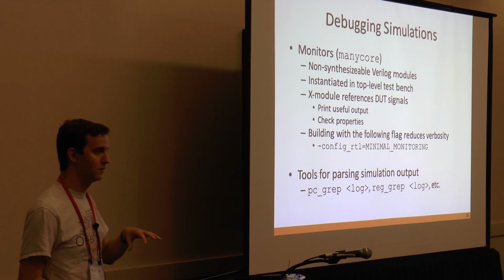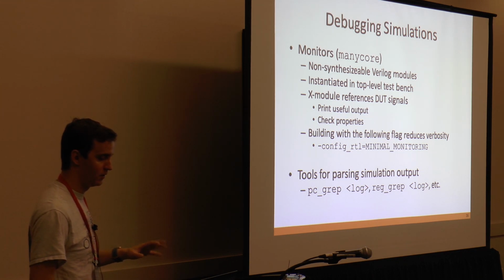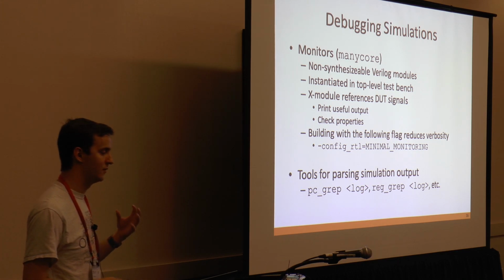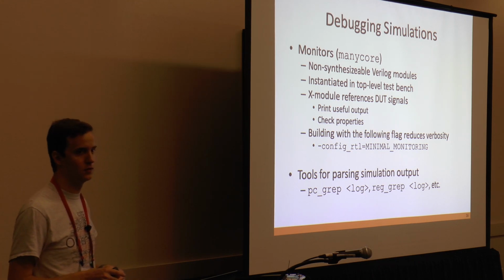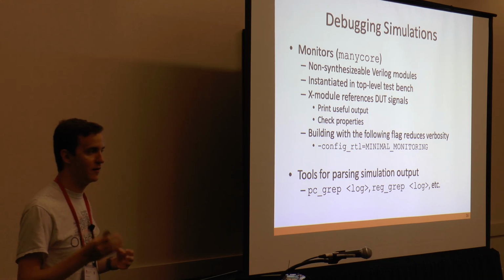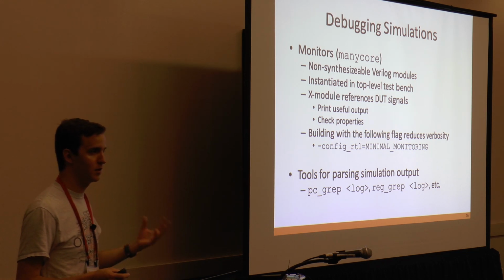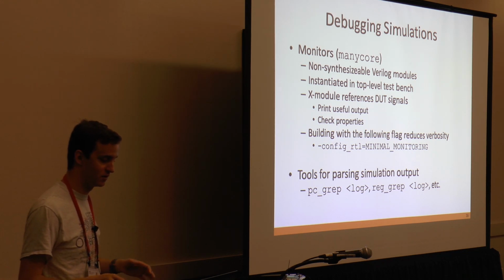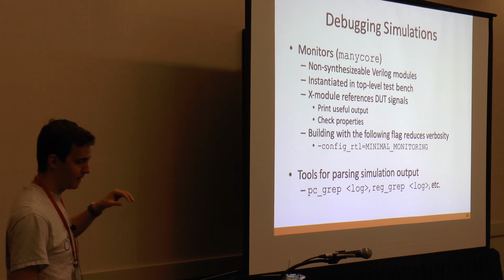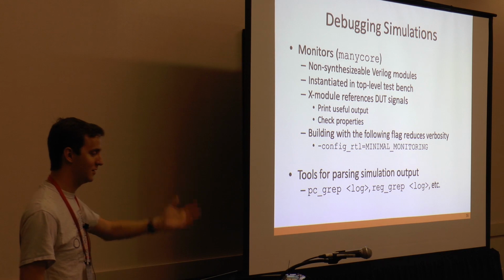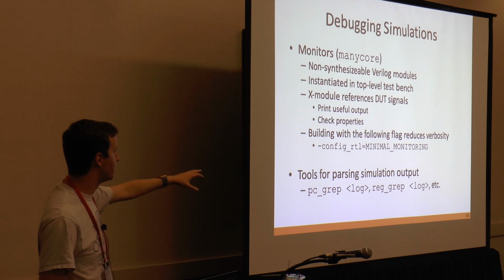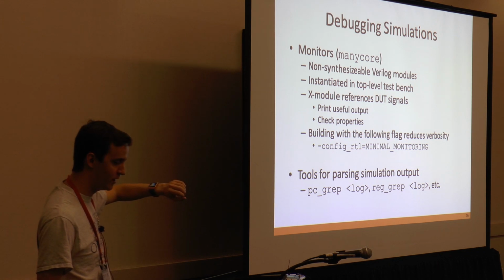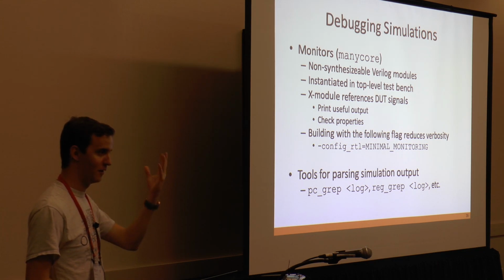These monitors print out useful output, as we'll go into a bit, to basically give you snapshots of what's going on during the simulation. They can be useful to either track values over time, but they can also check if certain properties are met at any point in time during the simulation. So if you see this information on your screen is way too much and you want to have a more minimal simulation, if you add the flag to your sims command config RTL equals minimal monitoring, you'll have less of a text flow.